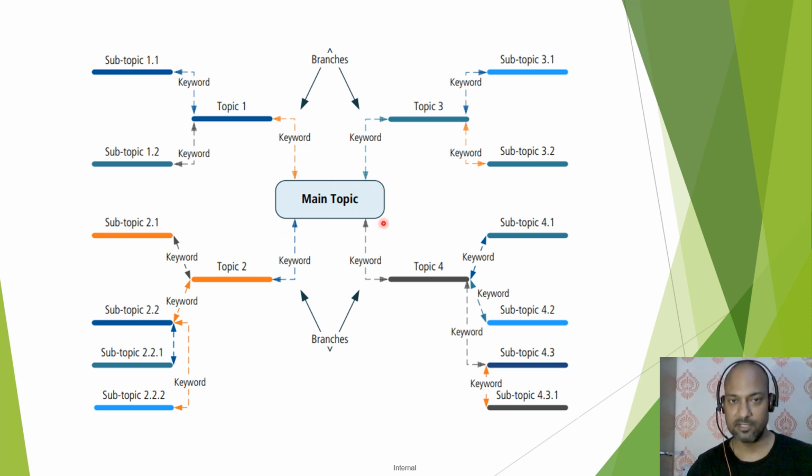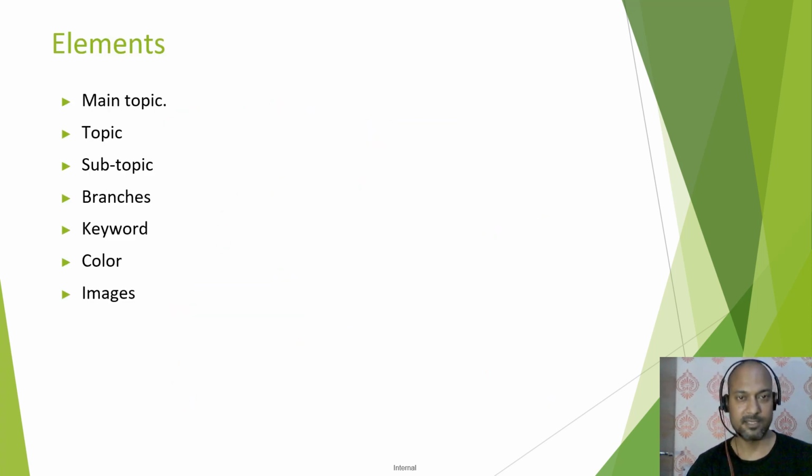The elements are main topic, then we have topics, then we have subtopics, then we have keywords and the branches. So if we try to relate it, the main topic could be like we are talking about clothes and apparel. So this is a main topic. The topic could be, okay, in clothes and apparel, let's divide it by category. Let's talk about men, boys, women, girls, infants. So these are the topics.